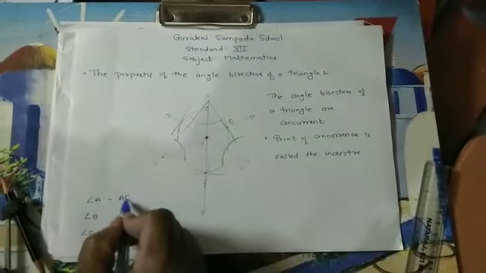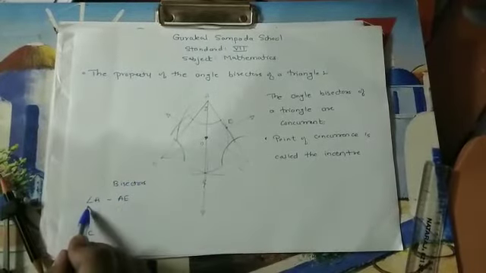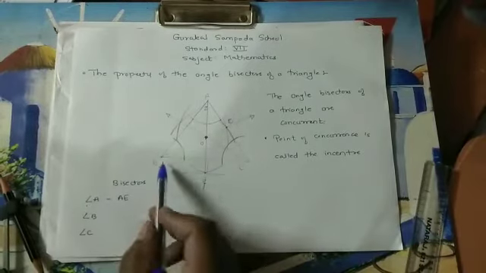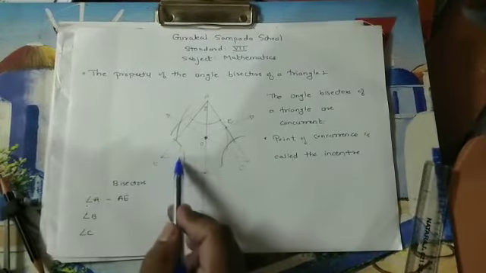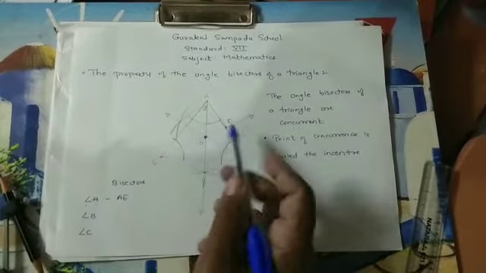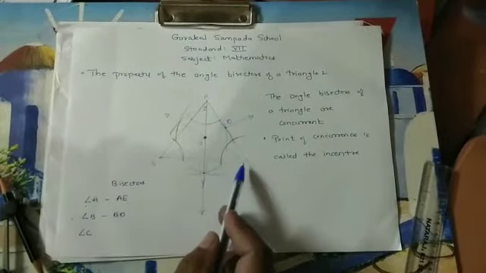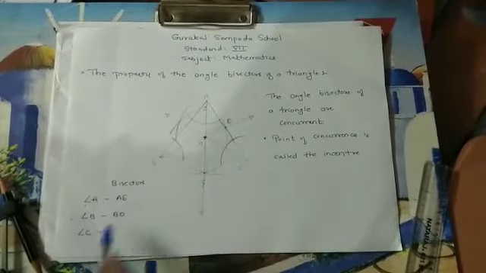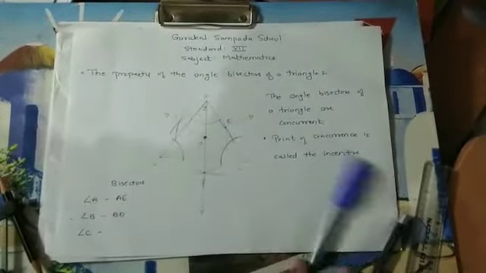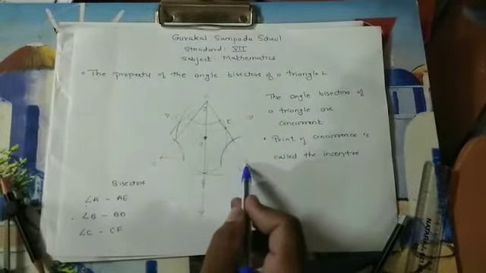So I am writing here the bisectors. For angle A, the bisector is this one. Similarly for angle B, again draw an arc randomly, use the same procedure, and you get BD. This BD is the angle bisector of angle B. Similarly, here is angle C. We draw the bisector and name the point F. So CF is the angle bisector of angle C.